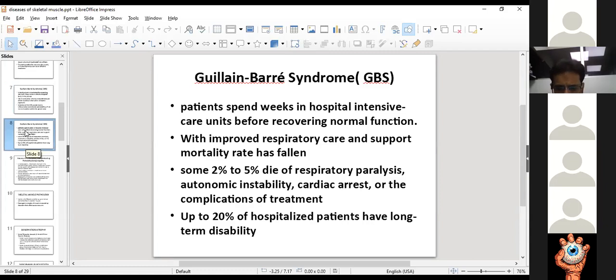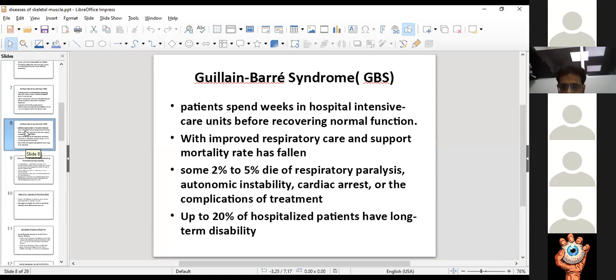Obviously, because there's paralysis, patients need to spend long times in the ICUs and might need intensive ventilatory support. But fortunately enough, because of increased availability and higher quality of respiratory care in intensive care patients, and because of advent of understanding the pathophysiology and having plasmapheresis, the mortality has really gone down.